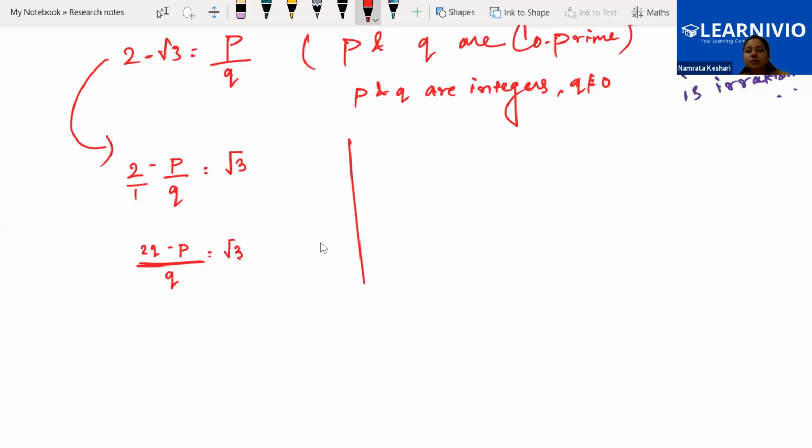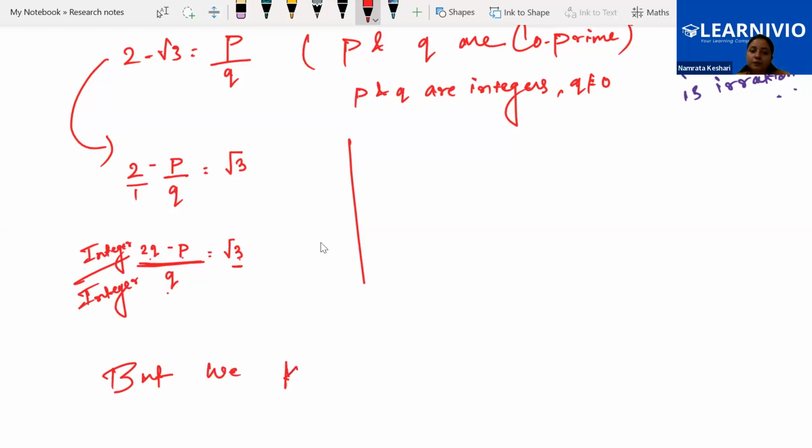So we got root 3 is equal to (2q minus p) by q. q is an integer we have taken. p is an integer we have taken. The denominator q is an integer we have taken. So root 3 we are able to represent as integer by integer. Integer by integer, which is not possible. We know that root 3 is an irrational number.